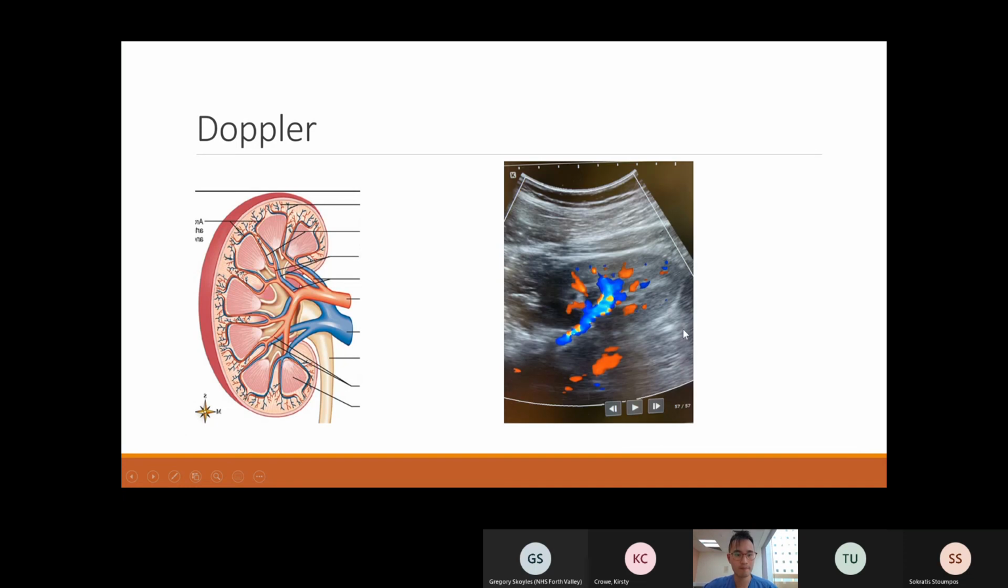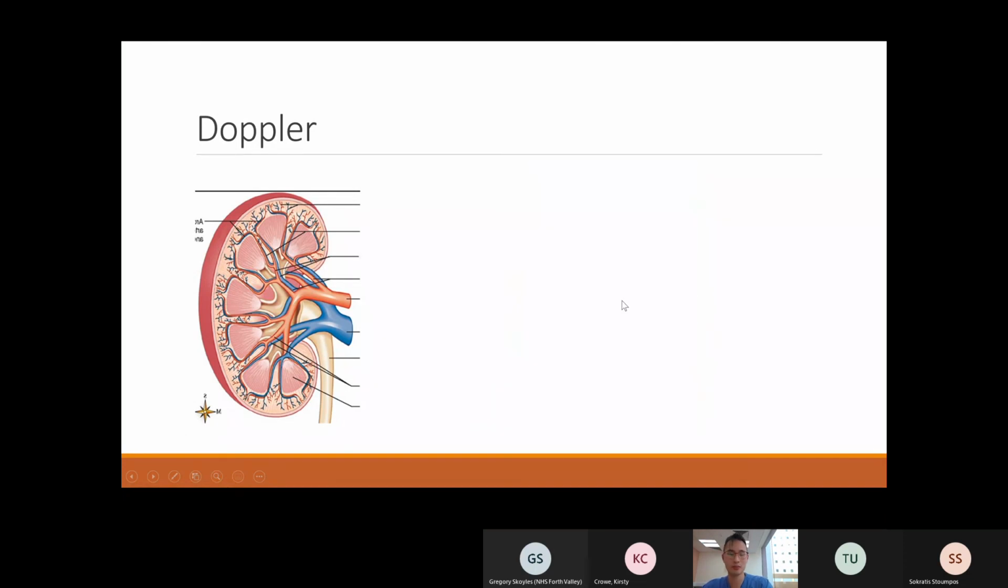I put this in more for comedy value. Actually, not for comedy. No, this is also important. For transplant kidneys, we talked a lot about PI indexes and RI indexes. Unfortunately, I'm not good at that. I'm not accredited to be able to talk about that.